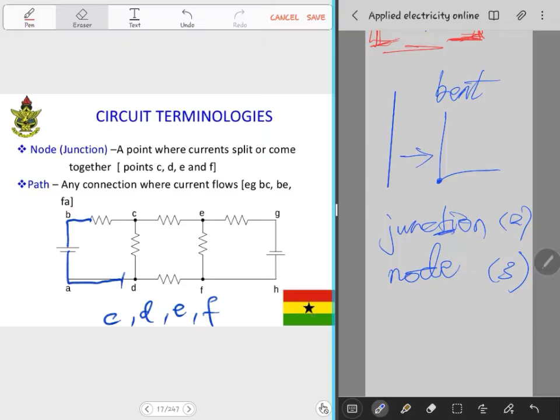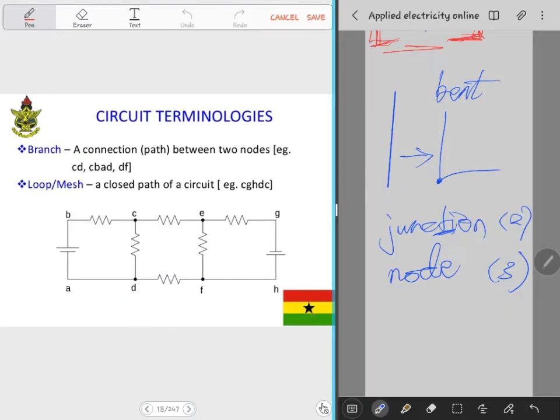Are we okay? So when you look at this particular place, that's C, D, E, and F, you see that the wires here are 3. So meaning that C, D, and F are nodes, right? These are nodes. We are still on the basic concepts, the terminology.